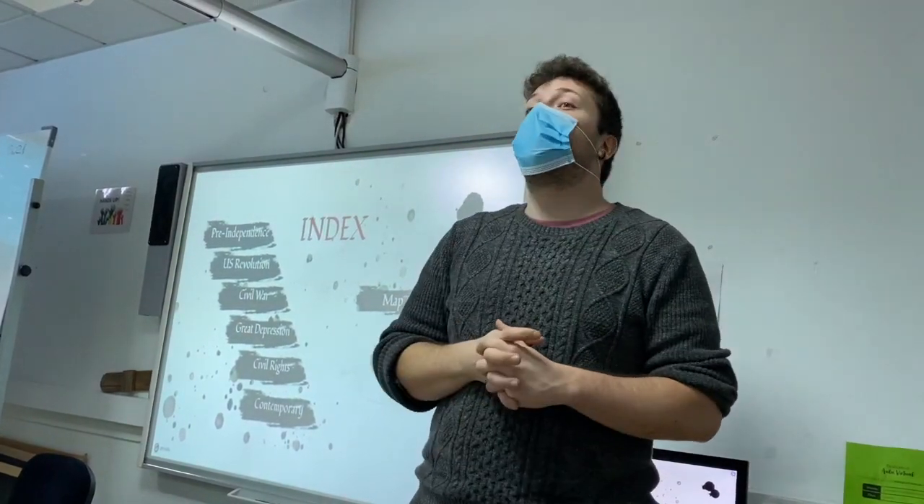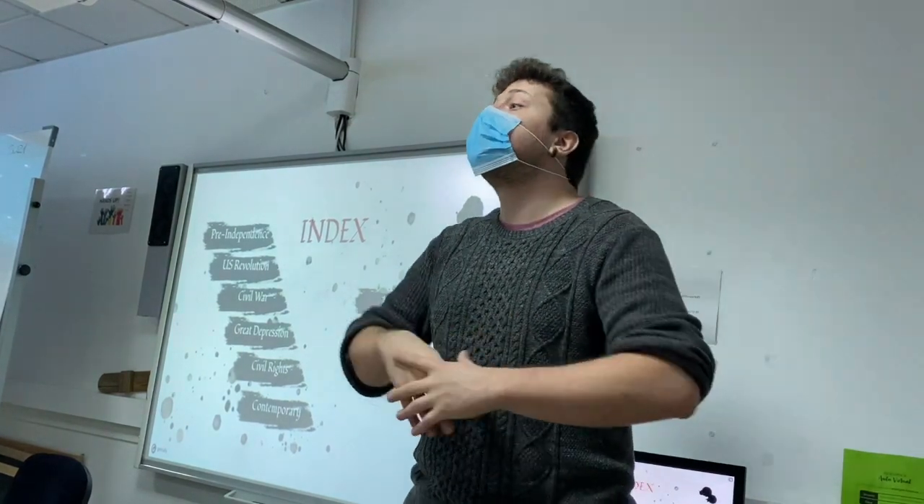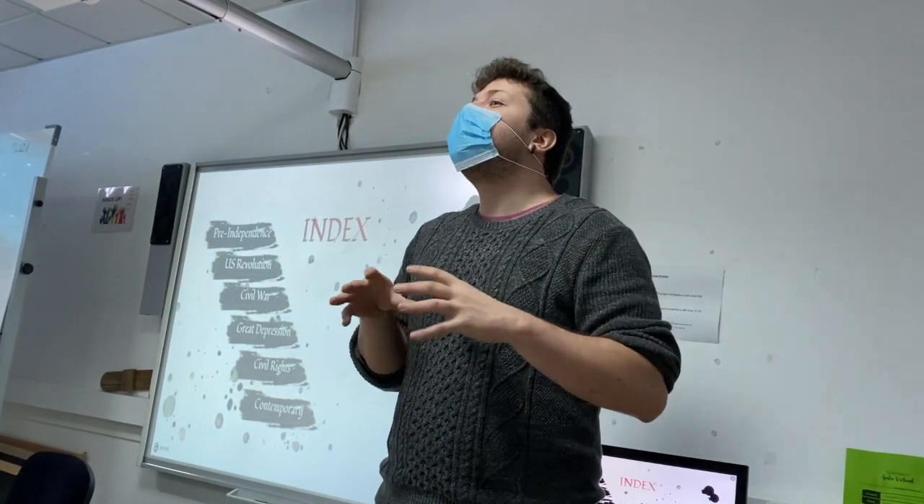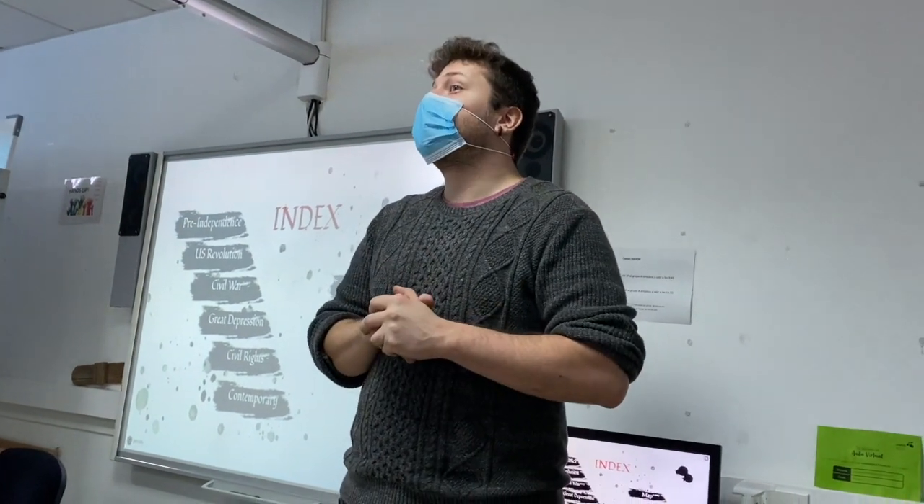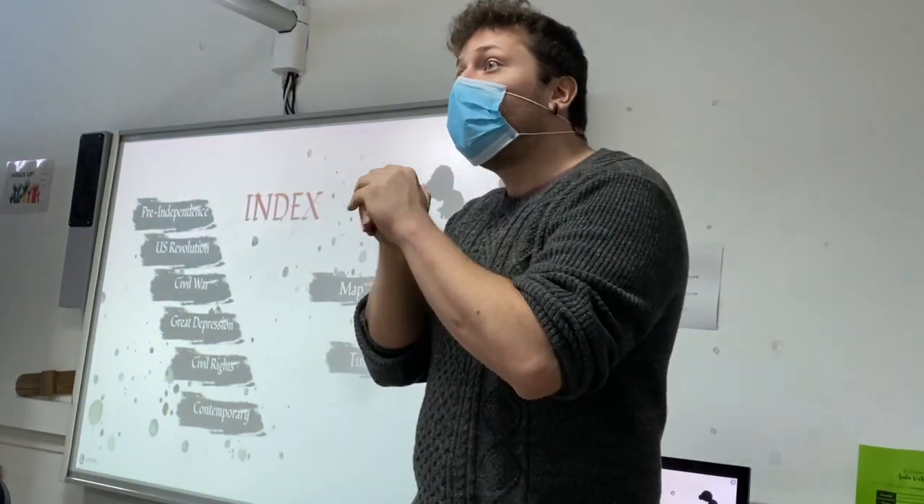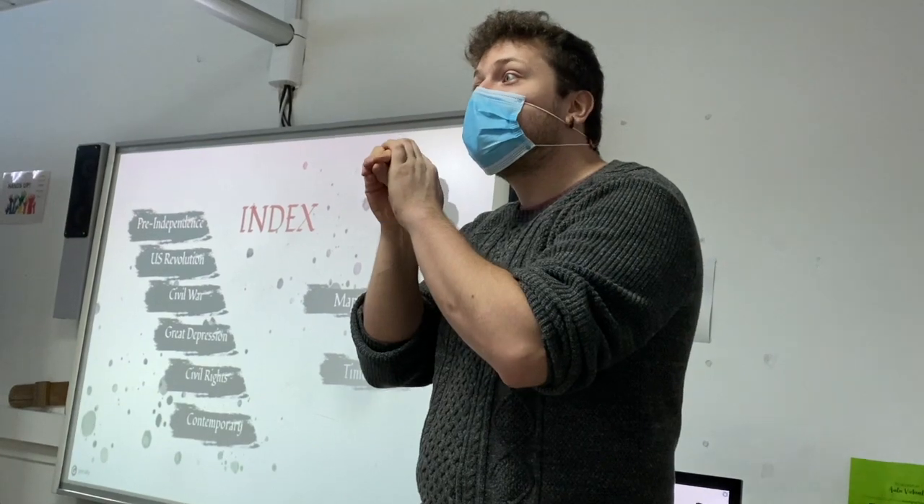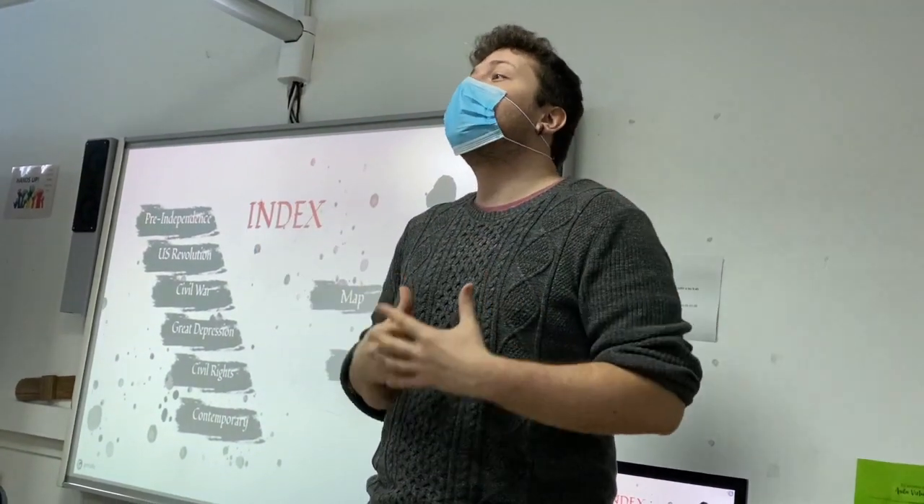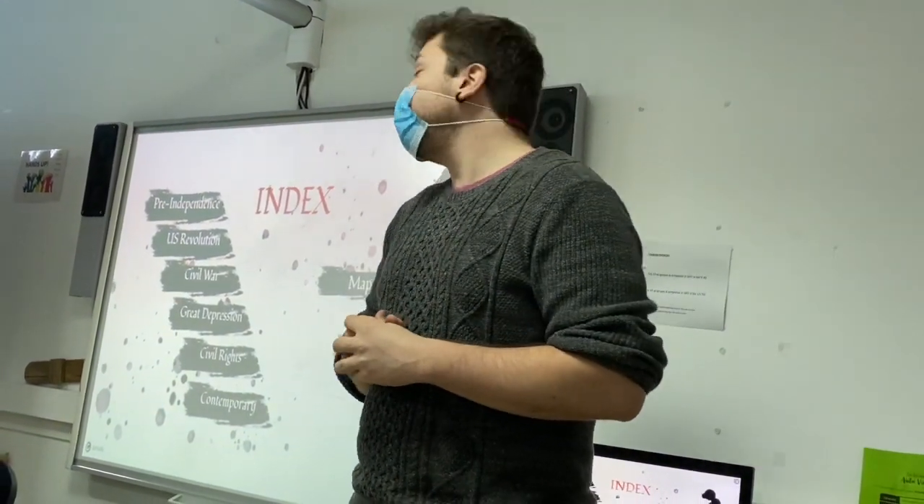The fourth thing that we are going to study is something that happened all over the world, but it really started in the United States. And we're going to see how that one thing that started in the United States affected the whole world. That is the Great Depression, okay?